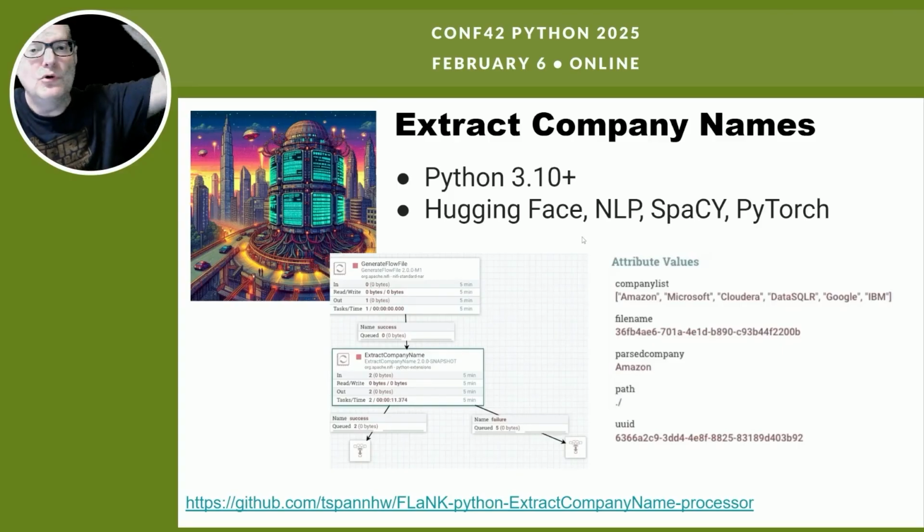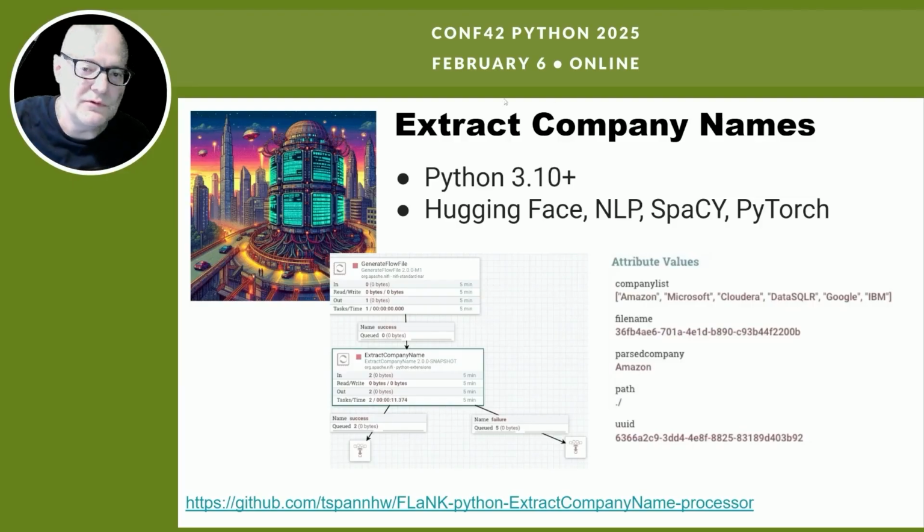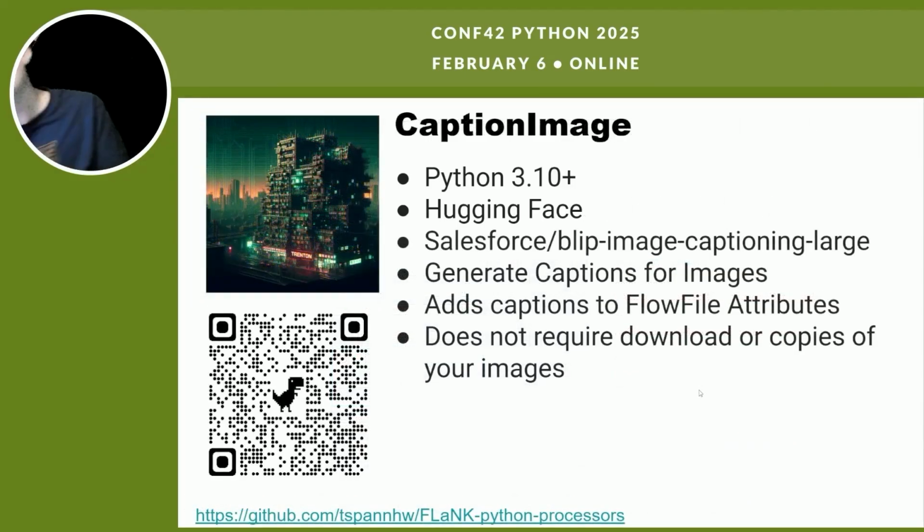Got one that'll pull company name, got a chunk of text. And this uses Hugging Face, NLP, AC, which is underrated, and PyTorch to be able to pull these out. And I use this when I need to grab the company name someone's talking about. We need to do a lookup on that with Wiki or grab stock quotes, whatever.